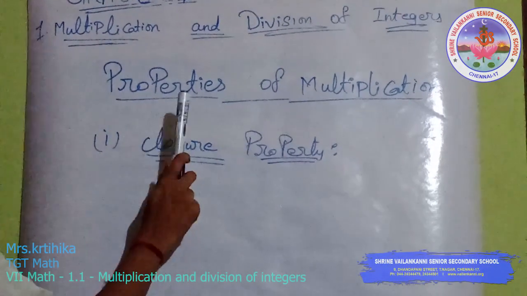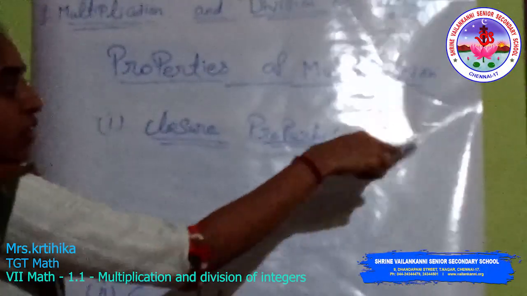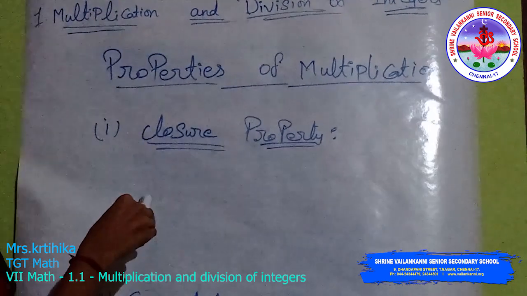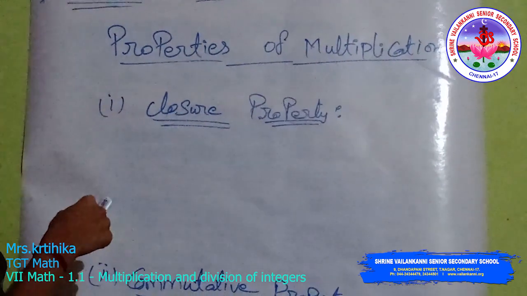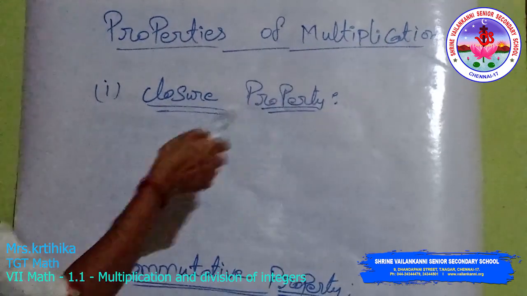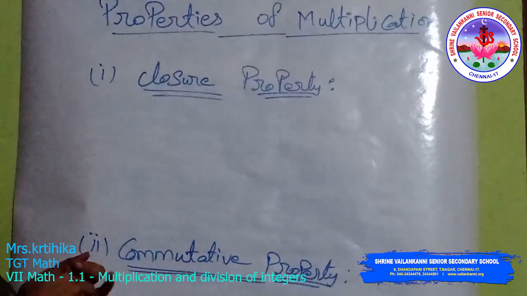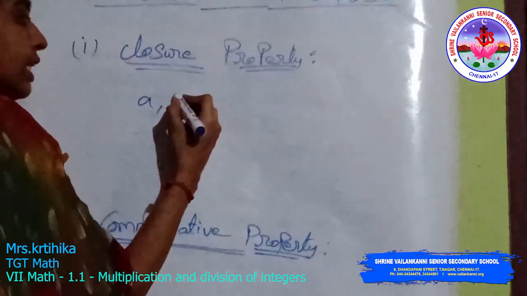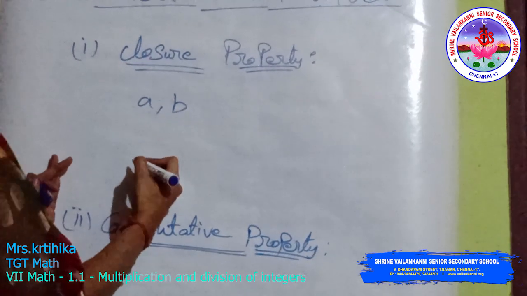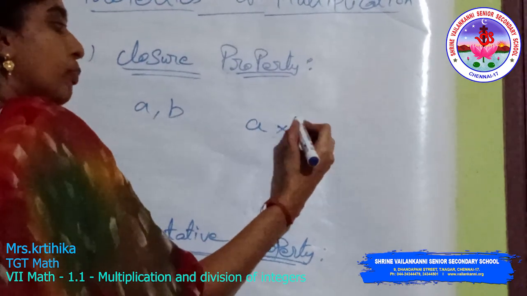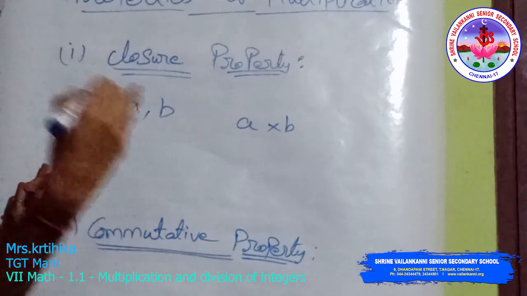Next section is properties of multiplication. We already know the properties of addition and subtraction. Now we can see the properties of multiplication. First property is closure property. If a and b are integers, then a into b is also an integer.